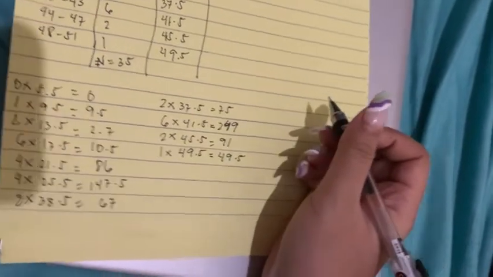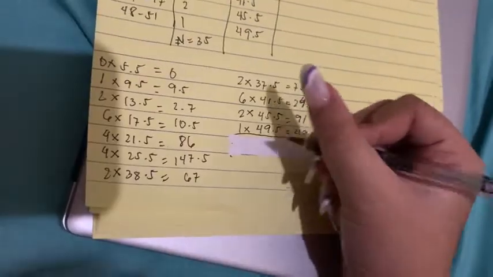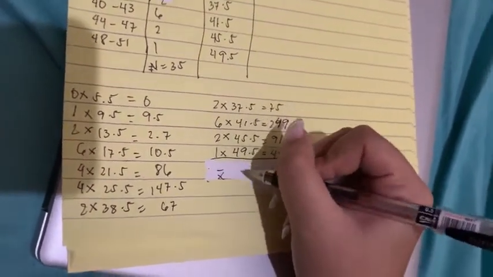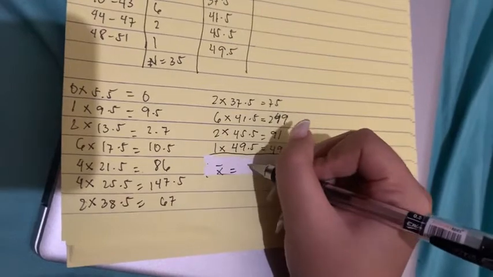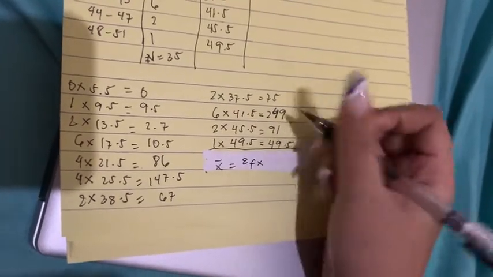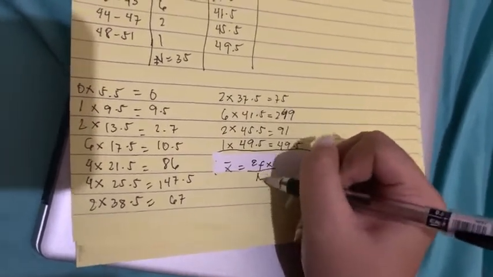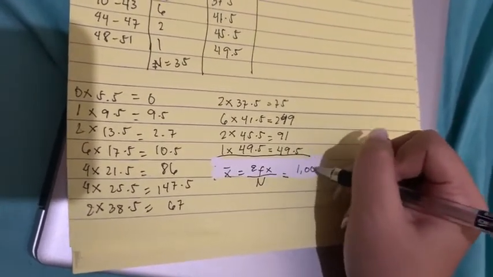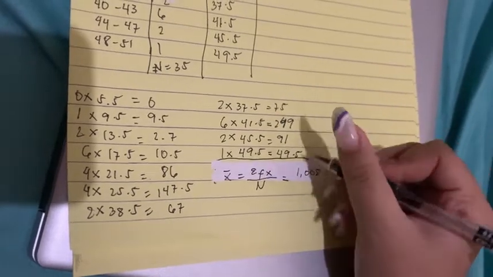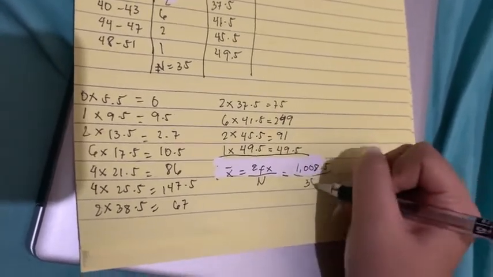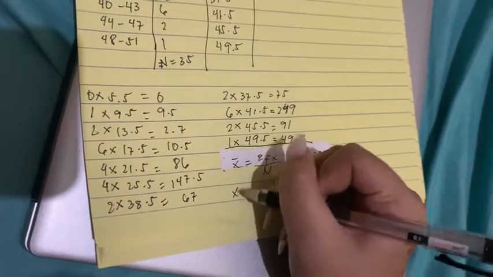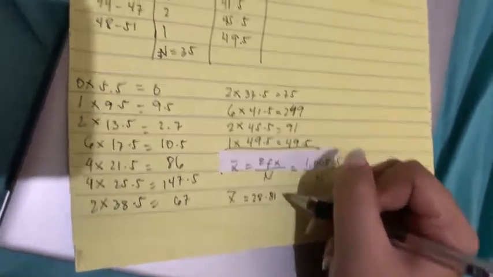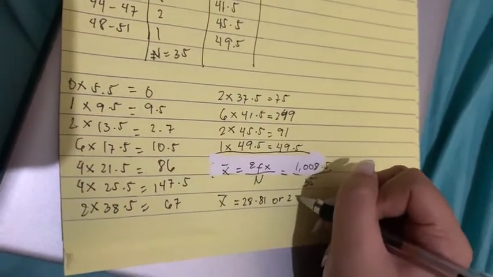After that, we have to sum up all of the numbers to get our mean. The formula for our mean is the summation of fx over n. So it will be 1008.5 divided by 35. So our mean will be 28.81 or 29.